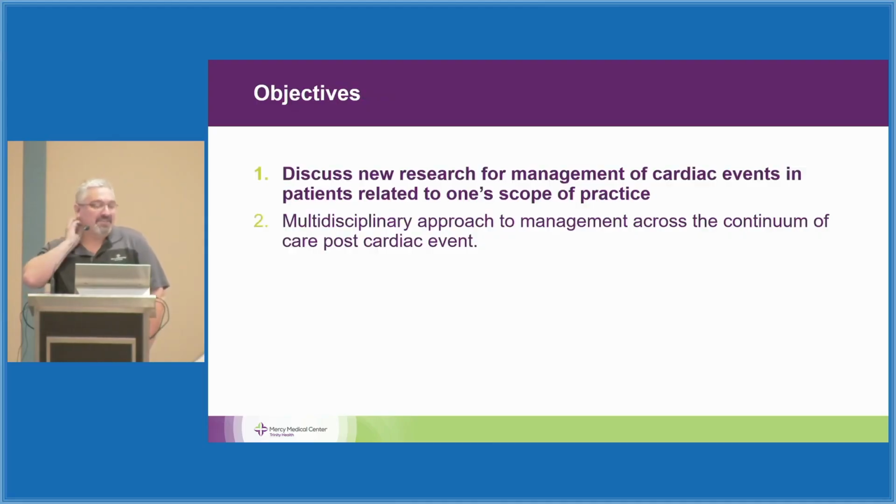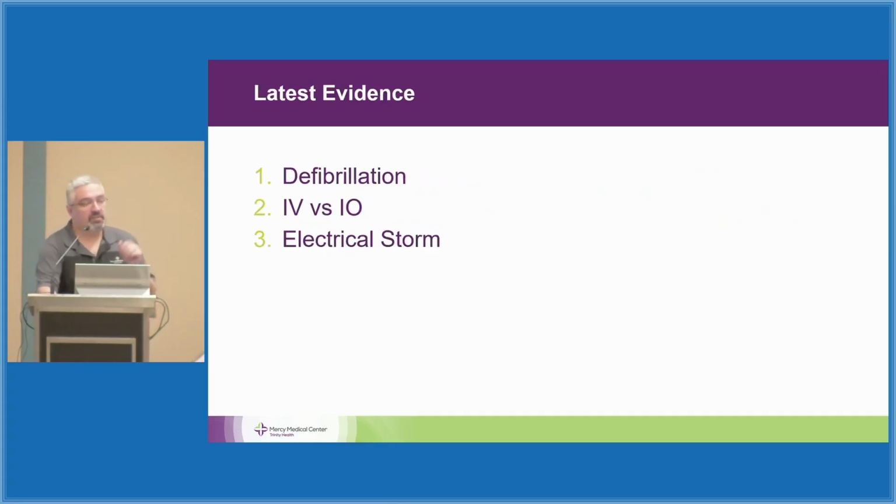My objectives for you today, in terms of the two objectives for the block, I'm going to be talking more about research updates and what the latest literature is telling us about how we should be managing or can be managing these patients in the emergency department. I'm going to break that up into three areas. First, updates with defibrillation. Then IV versus IO for drug administration. And then management of electrical storm or refractory VFib VT patients.